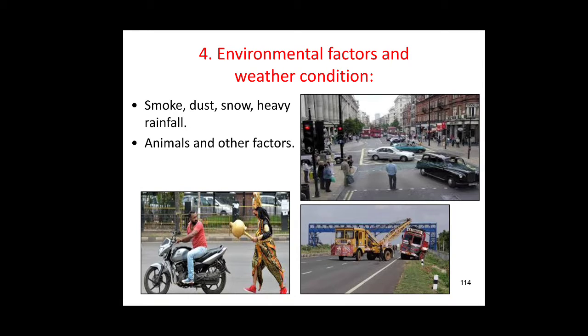The environmental factors and weather conditions. Now, these factors are majorly in consideration to the seasonal variations like the rainy season or the winter season, wherein there is snow or mist or heavy rainfall. Whereas for the rest of the seasons, or for a majority period of the year, the smoke, the dust, the animals or other factors which intrude into the road may lead to the cause of accident.